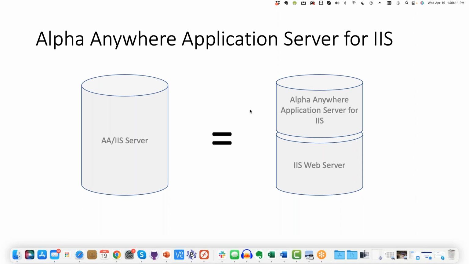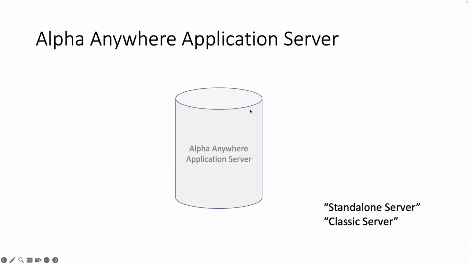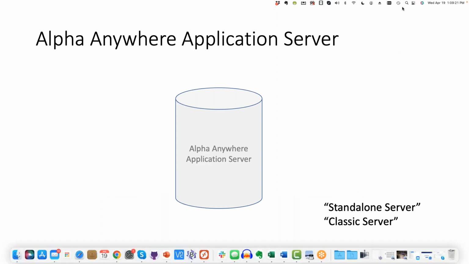But there is yet a third type of application server, and this was our original one that we simply call the Alpha Anywhere Application Server. We also refer to it sometimes as the standalone server or the classic server. And this is in fact a one-piece solution. So yes, it's an application server that can run code, but the other thing it can do is it can also serve web pages. So it's as if it had its own Microsoft IIS server built right in. So the question is, why wouldn't everyone just want this solution?